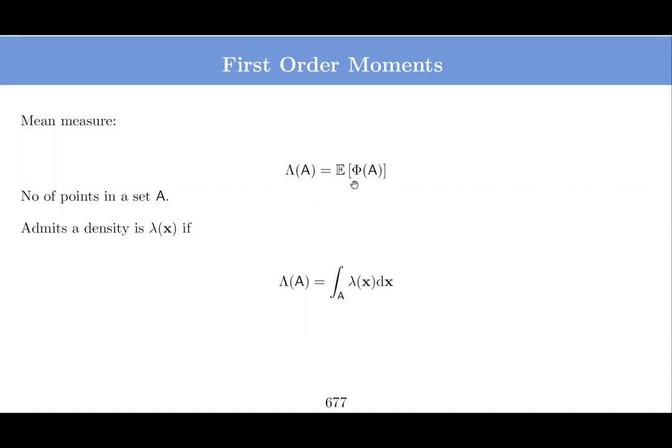So capital Lambda(A) is defined as the expected value of Phi(A), which is the expected number of points in set A. And this measure admits a density lambda(x) if for any set A, capital Lambda(A) is equal to the integration of lambda(x) dx over set A.